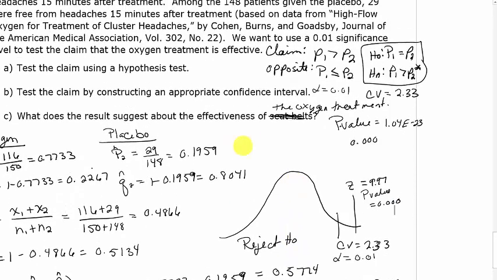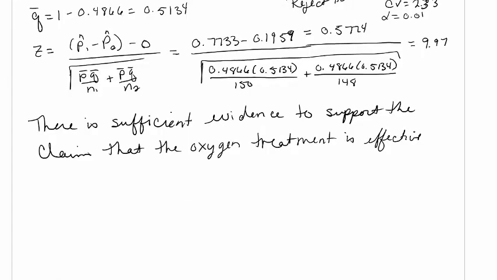Now we need to write out our conclusion. So go back up to the null hypothesis. We are rejecting the null, which basically says that we're accepting our alternative, and so that tells us that we do have sufficient evidence to support our claim. So our conclusion is that there is sufficient evidence to support the claim that the oxygen treatment is effective.